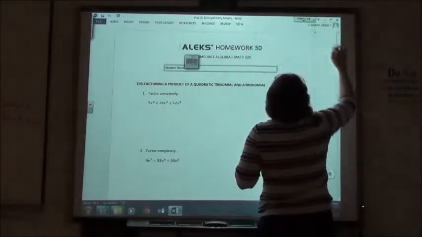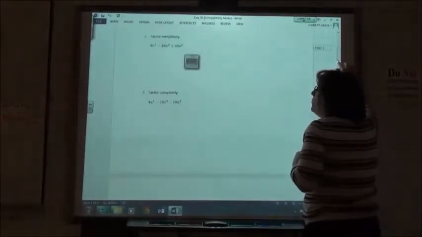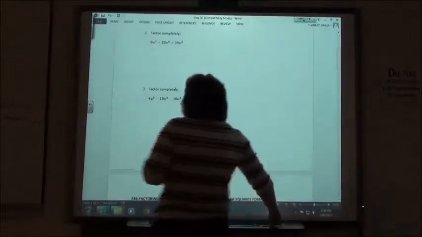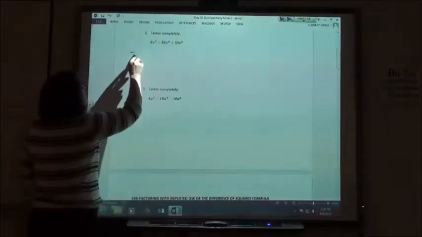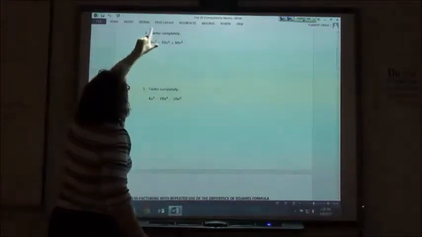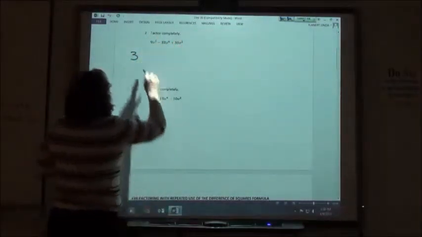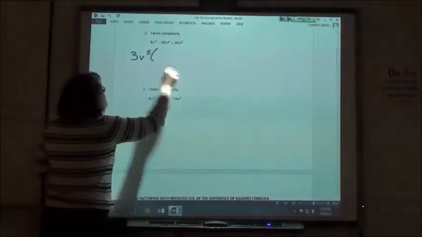So the second one there. Factor completely. I'm going to start by taking out my greatest common factor. 9, 33, and 30 again are all divisible by 3. I have v to the 7th, v to the 6th, and v to the 5th. I use the lowest one, v to the 5th.